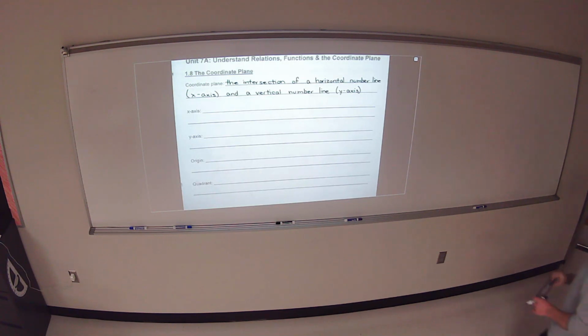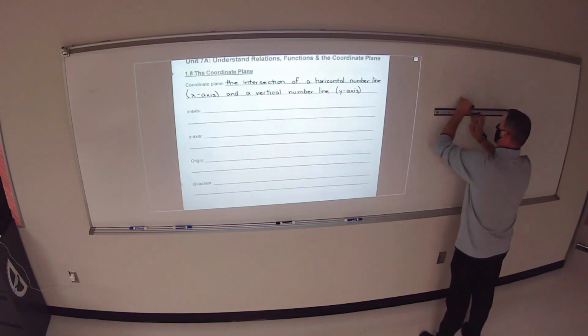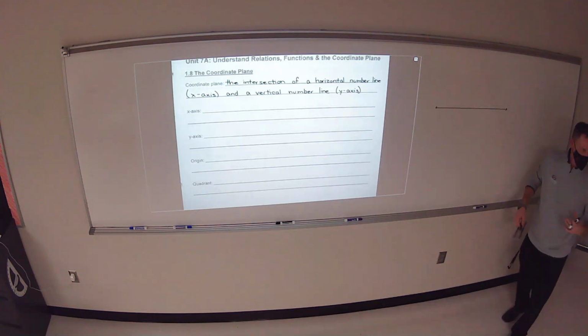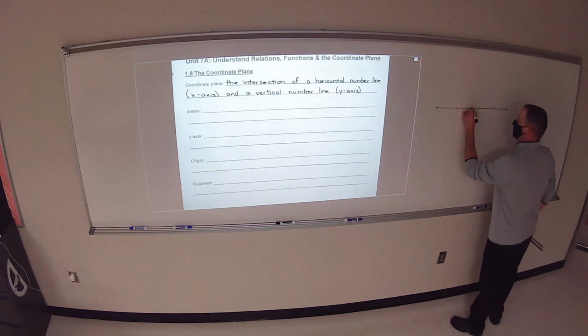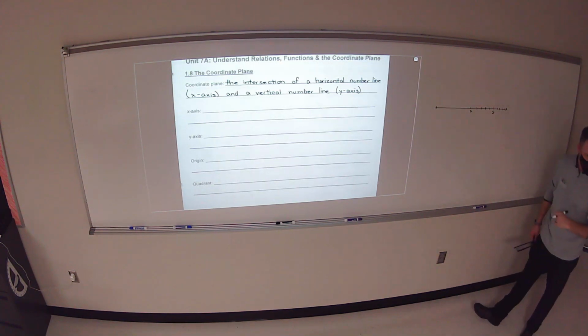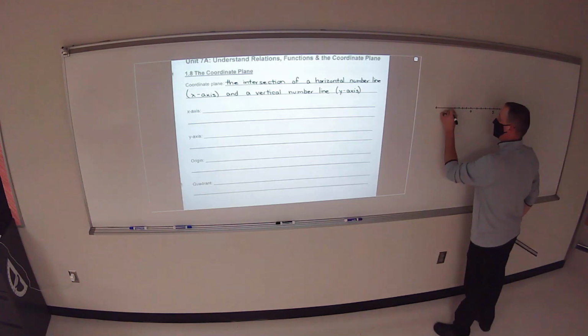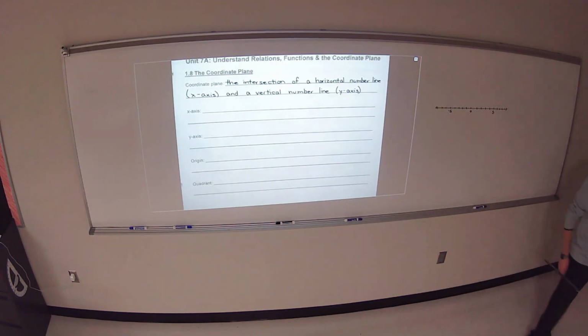So when it says it's the intersection of a horizontal number line, I could take a number line, which we talked about in unit number 3 when we talked about solving and graphing inequalities. So on a number line, we'd have 0, 1, 2, 3, 4, 5. And then that number line keeps going on forever in that direction. And then over here, we've got -1, -2, -3, -4, -5, -6, -7, -8, and that continues on in that direction. So that's our horizontal number line, okay?